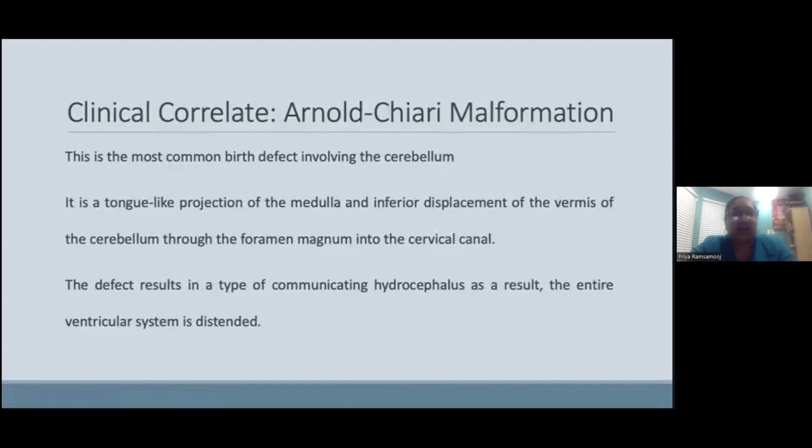Your Arnold-Chiari malformation tends to be the most common birth defect involving your cerebellum. So you have a tongue-like projection of your medulla and inferior displacement of the vermis of the cerebellum through the foramen magnum into the cervical canal. And I mean, this occurs really 1 in every 1,000 births, right? So with the defect, what you end up having is a communicating hydrocephalus because your entire ventricular system becomes distended. The cause of it is uncertain. However, the posterior cranial fossa that they found is abnormally small in these infants.